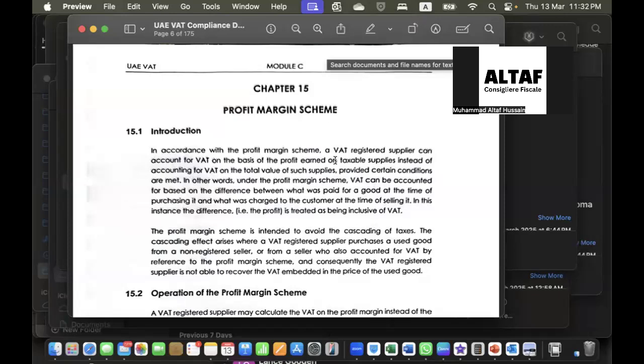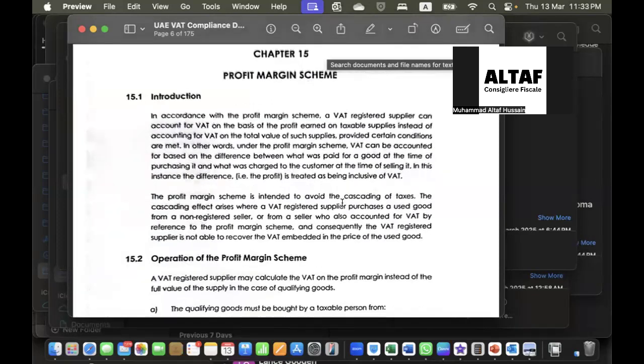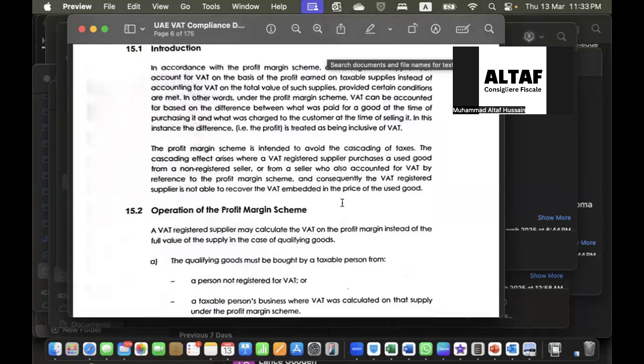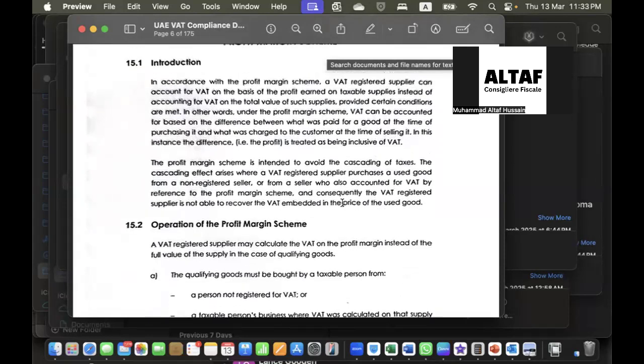Now we are going to study profit margin scheme under the UAE VAT law. So, what is profit margin scheme?